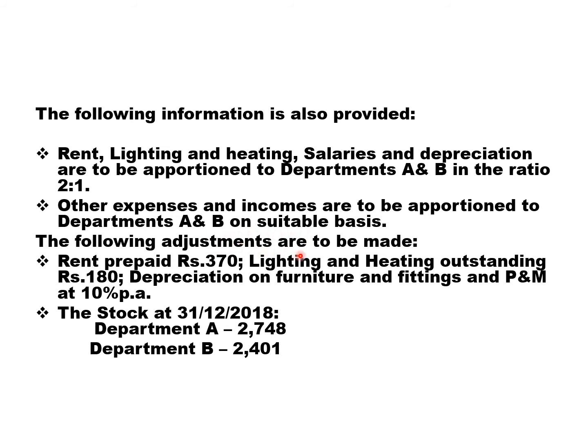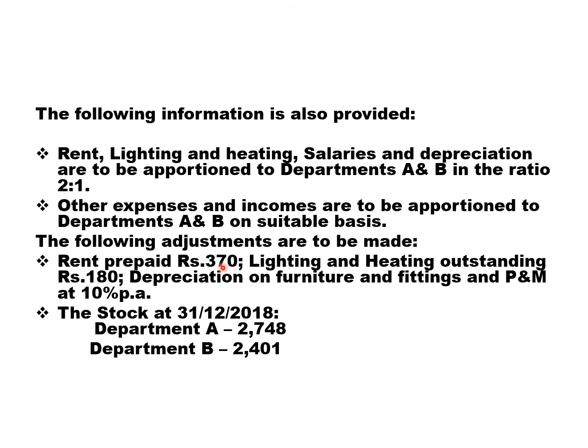The following adjustments are to be made. Rent prepaid 370. So it's rent paid in advance. Advance rent is rent paid for the next year, so next year's rent paid in the current year. So 370 is rent that does not belong to the current year. It belongs to the next year. So 370 has to be deducted because it is not an expense of the current year. It's an expense of next year. So 370 has to be deducted in the P&L account.